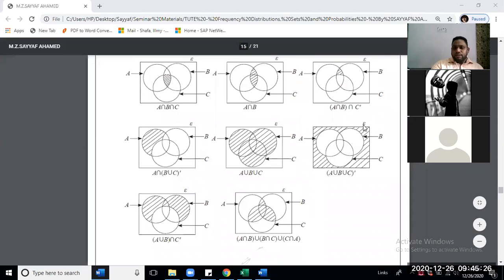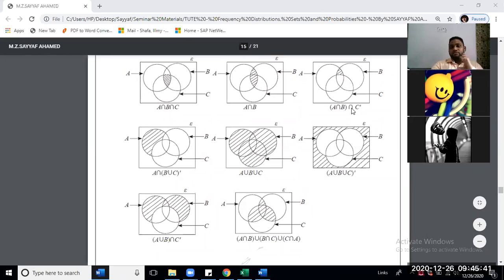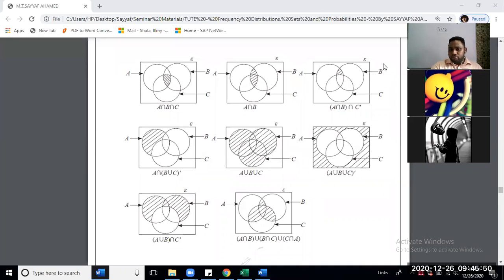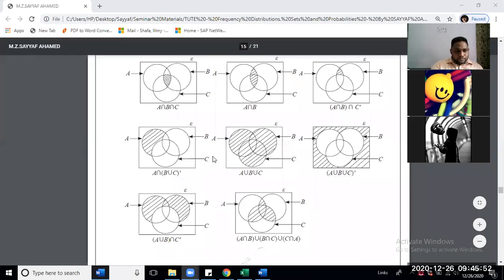So the third one, A intersection B intersection C dash, that means the intersection of A and B but without the part that belongs to C. When you compare the second and the third, the only difference is where C has been mentioned as C dash, meaning you don't mark the part belonging to C out of A intersection B. Clear?